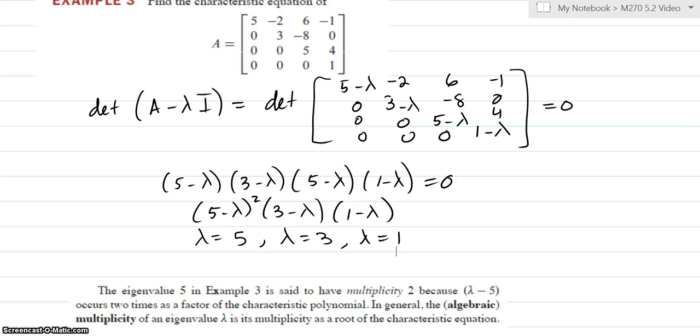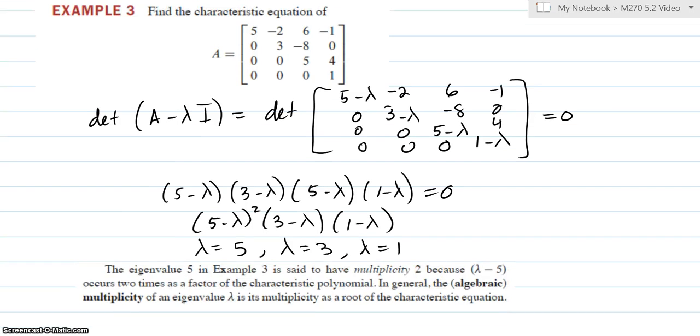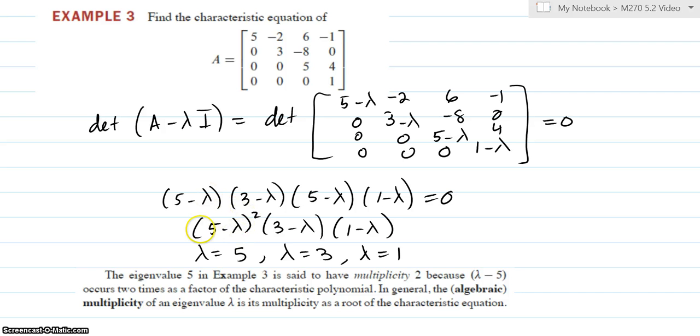And they say in this example, because of the squared here, that the eigenvalue 5 is said to have multiplicity 2. Because again, lambda minus 5 occurs 2 times as a factor of the characteristic polynomial. So in general, the algebraic multiplicity of an eigenvalue, lambda, is the multiplicity as a root of the characteristic equation.